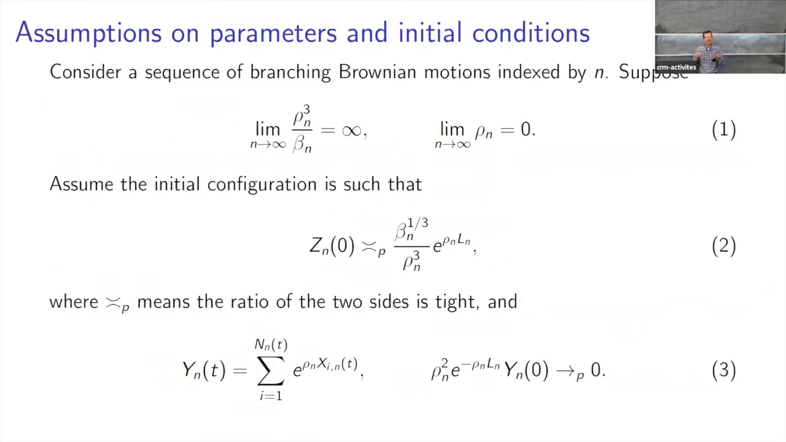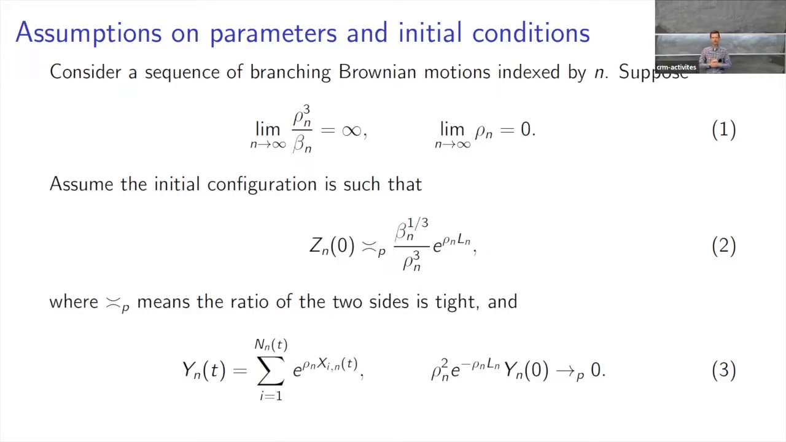So we're now ready to start to state our results. I first want to state the assumptions that we need on the parameters and on the initial configuration. To state a limit theorem, we need to be considering a sequence of branching Brownian motion processes, which is indexed by n. We'll assume that rho cubed over beta is going to infinity, and we'll assume that rho by itself is going to 0. Those are the assumptions on the parameters that we saw would be necessary from the large deviations heuristics.